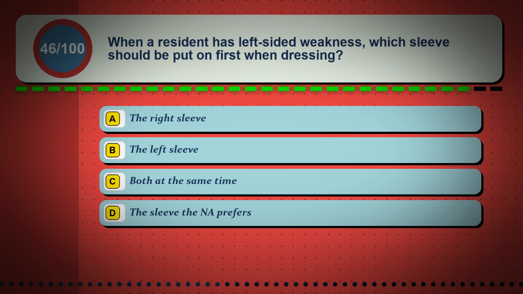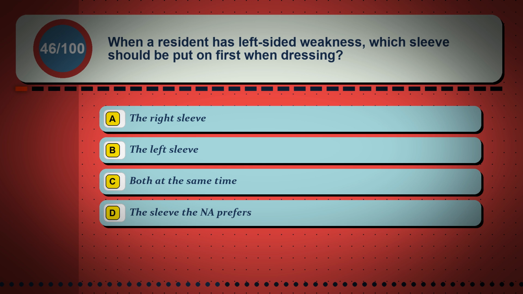Question 46. When a resident has left-sided weakness, which sleeve should be put on first when dressing? Option A, the right sleeve. Option B, the left sleeve. Option C, both at the same time. Option D, the sleeve the NA prefers.